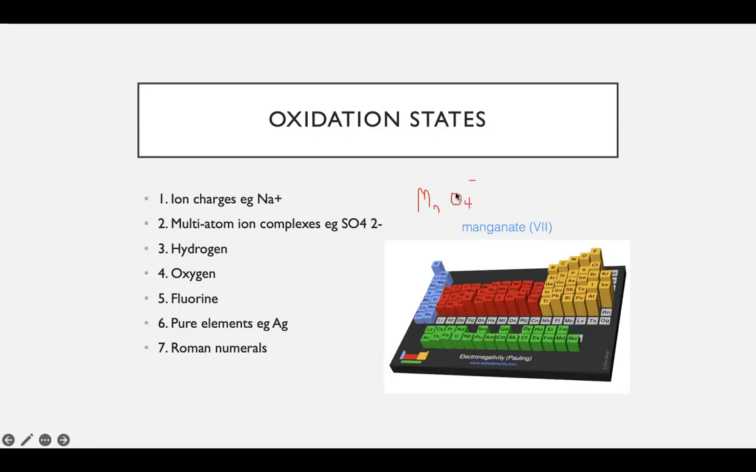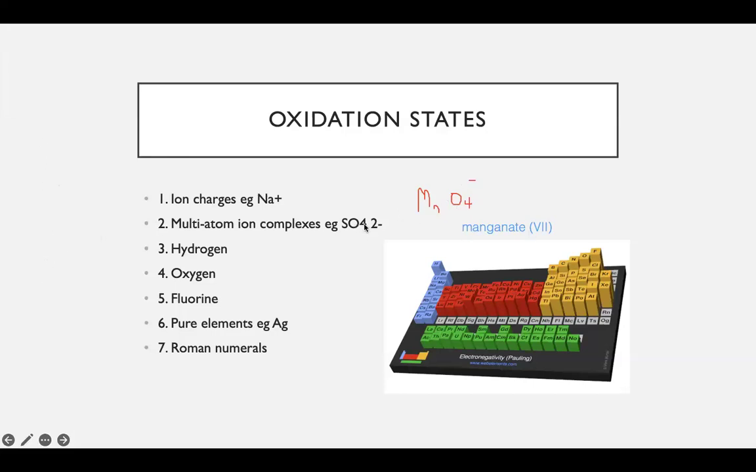So that's a total of -8 because you have four of them. And the total of the oxidation states needs to equal the total charge of that whole species. So -8 plus something goes to -1, it's +7. And that's what the Roman numerals are referring to there.